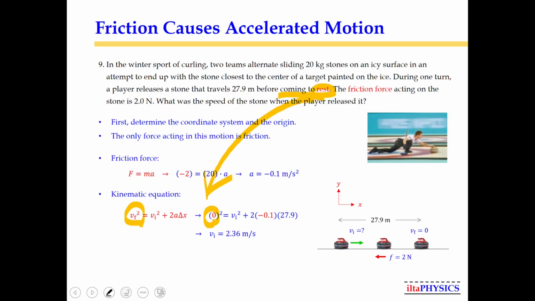If we plug the acceleration of negative 0.1 into the equation and calculate it, the initial velocity comes out to 2.36 meters per second. It might seem like a simple problem, but it is essential to practice correctly plugging in the directions and signs of force and acceleration according to your coordinate system.